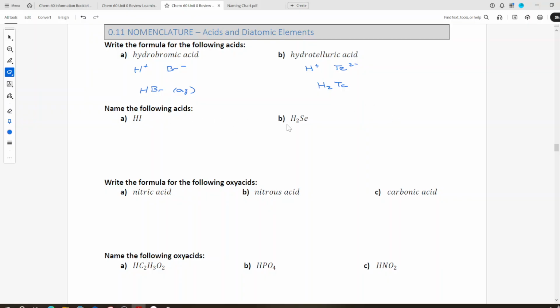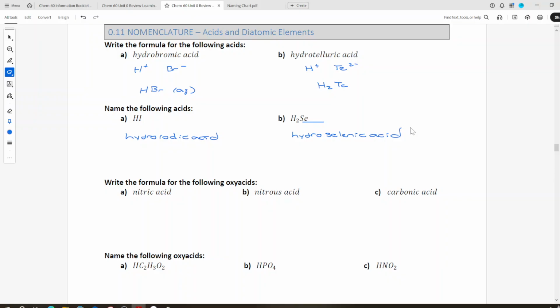If I was going to name these, again, I'm looking at the fact that there's no oxygen, so I'm just going to say it's hydro. And then this one is iodine, so it's going to be hydroiodic acid. This one, again, no oxygen, so I'm going to start it with hydro. And then this is selenium, so it's going to be hydroselenic acid. So when there's no oxygen, pretty simple. Start with hydro, end in ic acid.